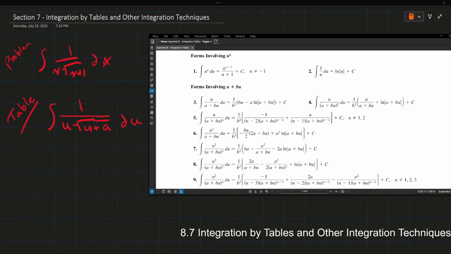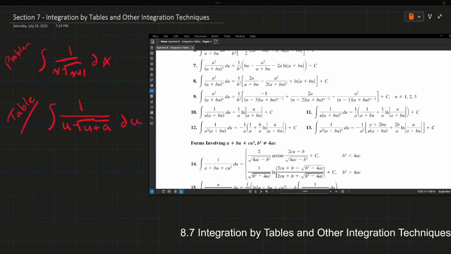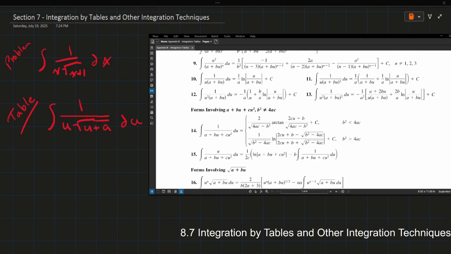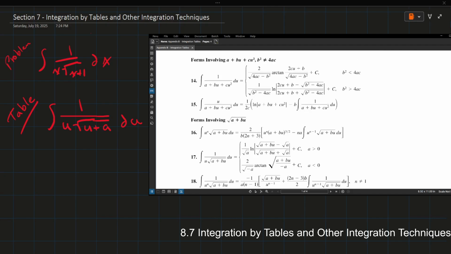So I'm now looking for what I drew over here: 1 over u root u plus a. I'm now looking for that in my table. So let me see what we can do here. So we have forms involving a plus bu. I want that, but I want root that. So let me keep going down here. Here's forms involving quadratics. Okay, so forms involving root a plus bu. So this would be more in the ballpark of what I'm looking for.